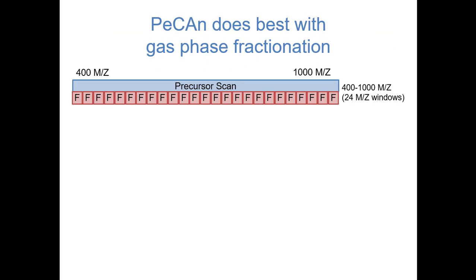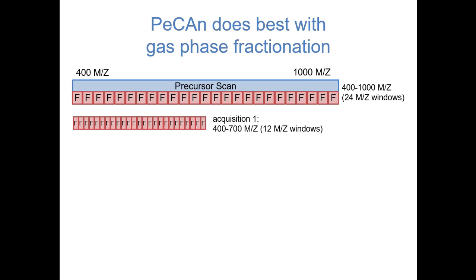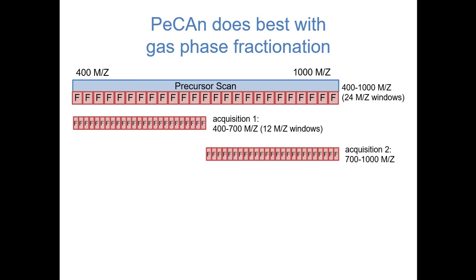Okay, so we mentioned a little bit about gas phase fractionation, and that's this idea of doing multiple acquisitions here. What we find is that while Pecan actually doesn't do that great at searching these wide window data sets, it does quite well at searching narrow window data sets. And think about what this means.